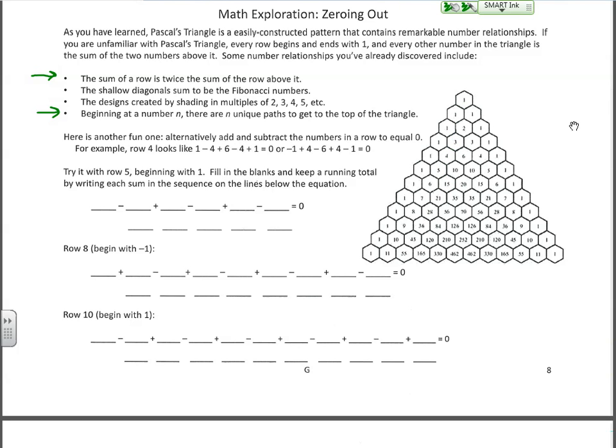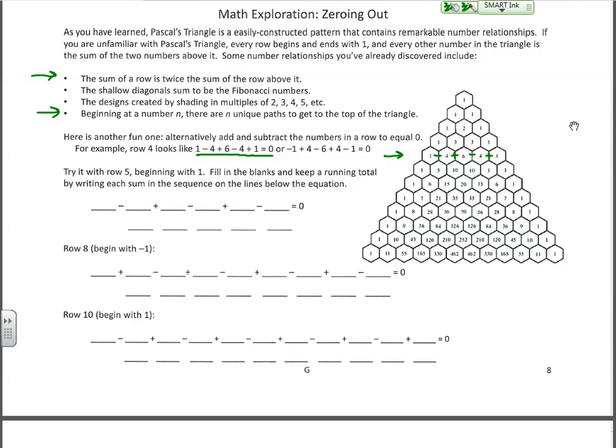But today, we're going to look at alternately adding and subtracting the numbers in a row to equal 0. For example, row 4 looks like 1 minus 4 plus 6 minus 4 plus 1 equals 0. Right? Here's row 4. 1 minus 4 plus 6 minus 4 plus 1 is going to equal 0. We can also make that first one negative and do the same thing. Negative 1 plus 4 minus 6 plus 4 minus 1 equals 0. Okay? So we're going to try with row 5, beginning with 1.